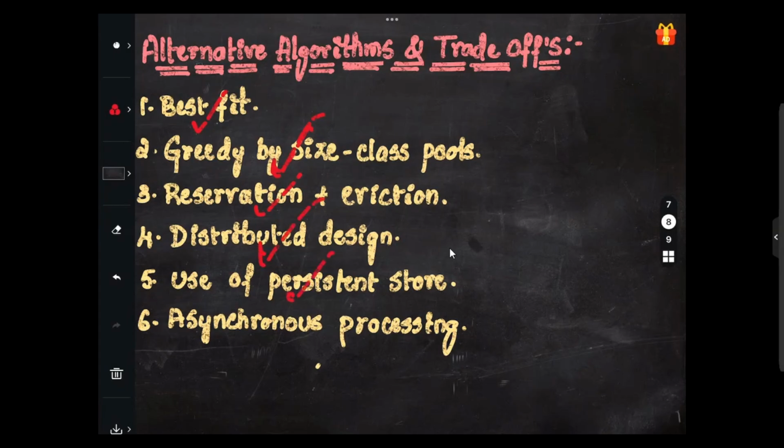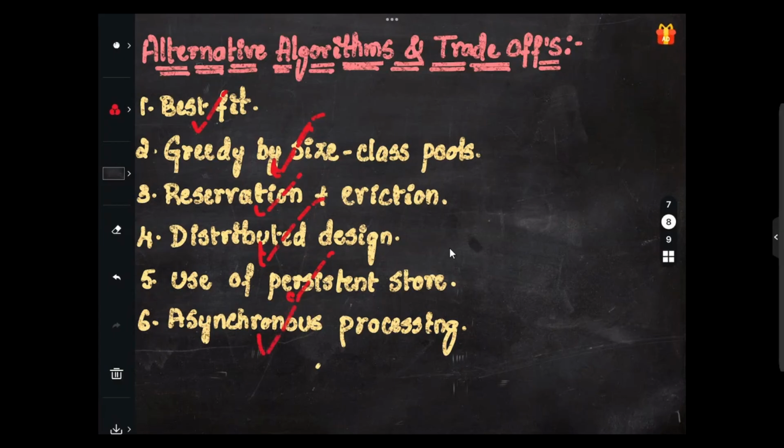Next, let's move on with the use of a persistent store. Use of a persistent store in the sense we can go with SQLite or Redis or Postgres for crash recovery and multi-process access. The simple trade-off for the summary is that this will give us operational overhead.